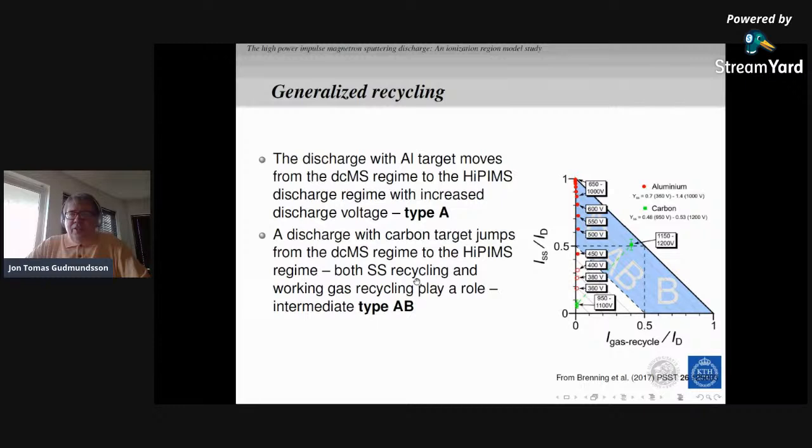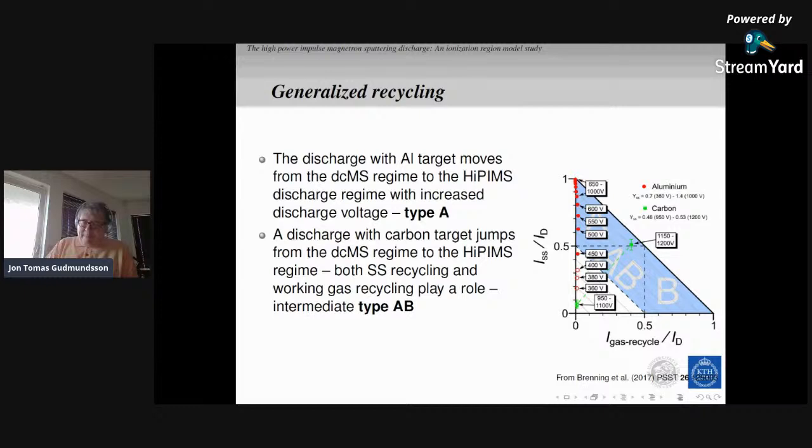Another case that has been discussed, which is an important case industrially, is the case of carbon. And here we see two values. First, if we operate carbon, in this case on a small target, around 1000 volts, carbon is basically in the DC regime. But if the voltage is increased up to 1150 volts, the discharge current increases and is composed of both self-sputter recycling and argon gas recycling. So carbon is kind of an AB type discharge.